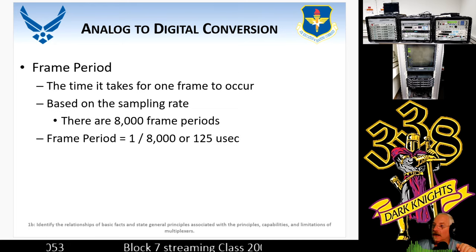Is it possible to get more samples? Sure is. But in our case we only want 8,000, because if we take a look at the measurement for it, most sample rates for a voice channel are 64K. There's a long process when we talk about the TDM itself and the hierarchy. We'll get to that. I think it's in the next objective, if I'm not mistaken.